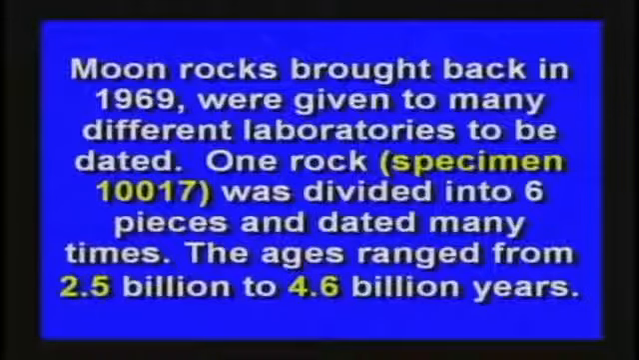He took specimen number 10017, divided it into 6 pieces, and tested it many, many times. How old is it? They got numbers ranging from 2.5 billion to 4.6 billion. That's a 500% error, or 100% error. I talked to him back in '99, and he's in Oklahoma.